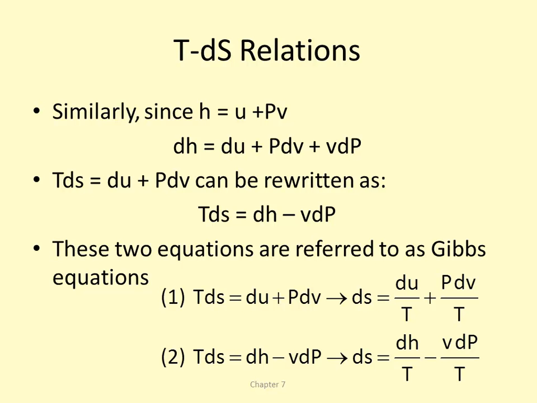So depending on what information you know about your system, you may want to use one of these versus the other. So if pressure is constant, then you'd probably want to use the first Gibbs equation, whereas if the specific volume is constant, then you use this one.